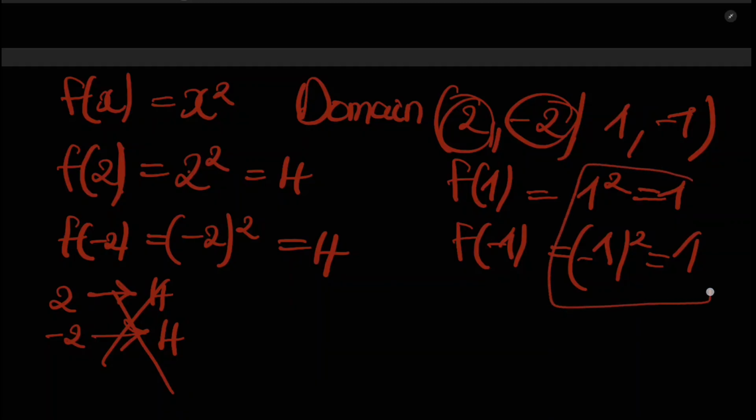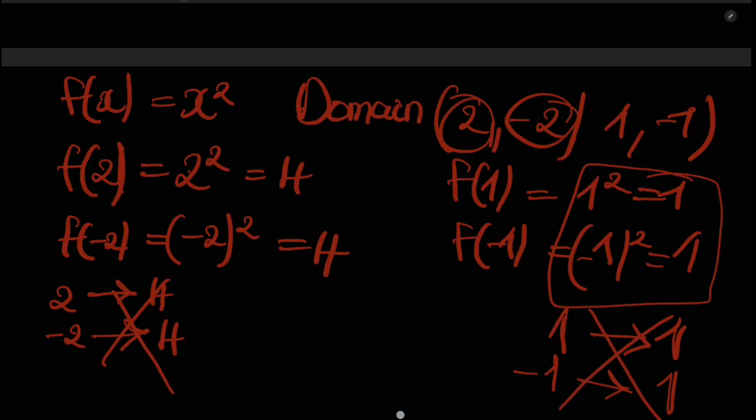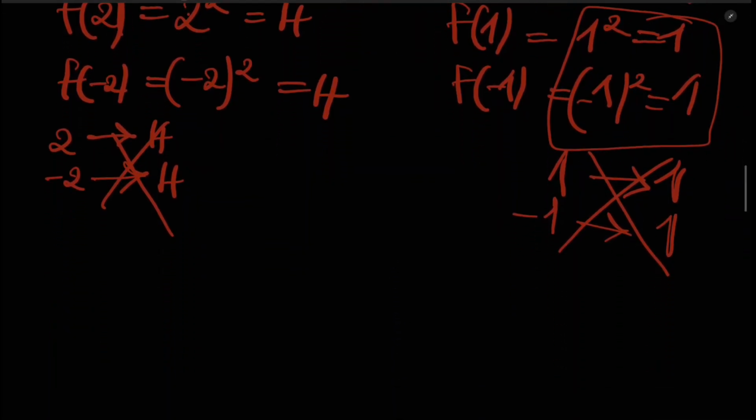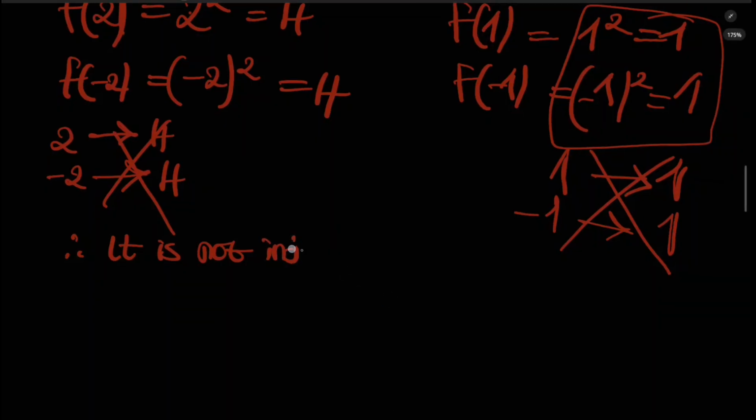Even in this case, for 1 and minus 1, 1 maps to 1 and minus 1 also maps to 1, and they don't have a unique output. And so, this is not a one-to-one relation. It's not injective. So here we can say that it is not injective in this case.